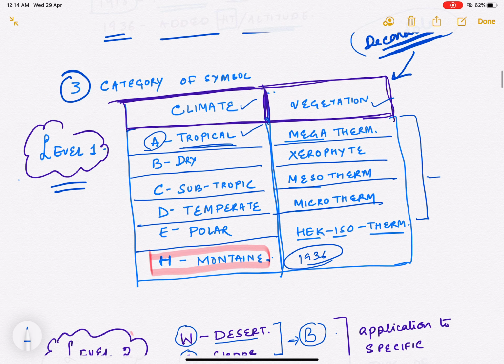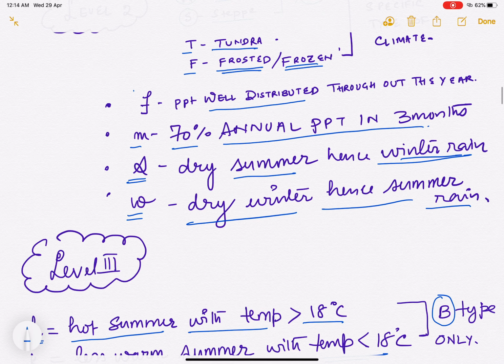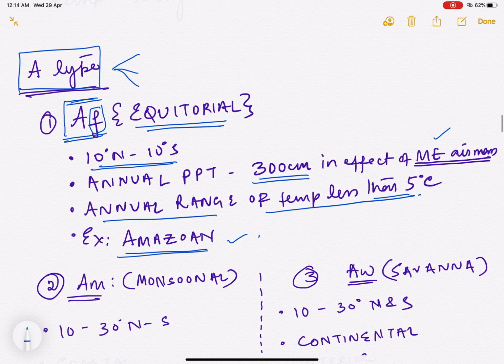Now look at this over here. A was tropical, and then F. F means precipitation well distributed throughout the year. Understood? Simple. Hence, this is the well distributed precipitation throughout the year. Means throughout the year, this equatorial area receives 300 centimeter of rainfall. Example is your Amazon basin, Congo basin.